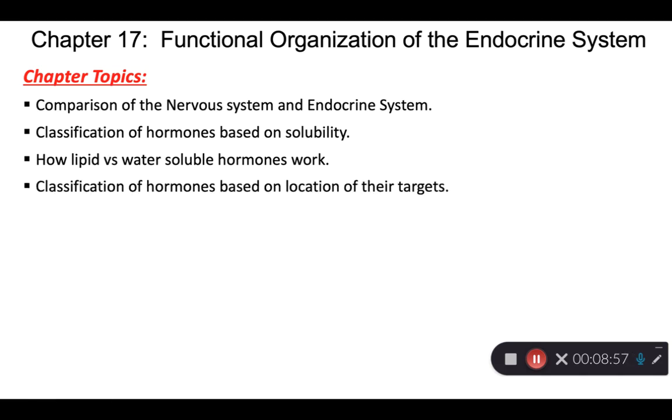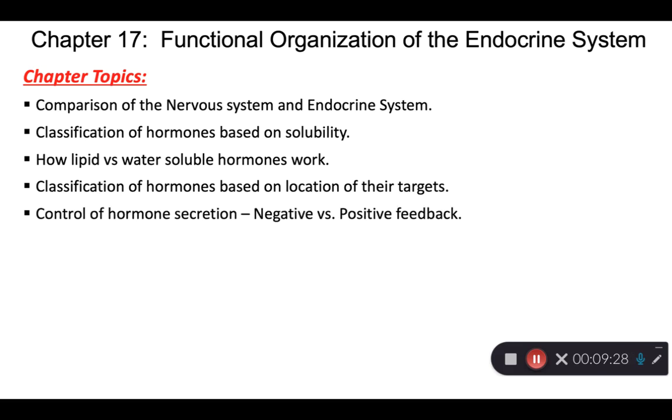Then we're going to get into another way of classifying hormones, and that's based on where they have to go. Hormones need to go to their targets. A target is an organ or cell that responds to that hormone. Sometimes those targets are very distant, so those hormones have to go into the bloodstream to get there. Other targets are very close, so the hormone might not even have to enter the bloodstream to get to its target.